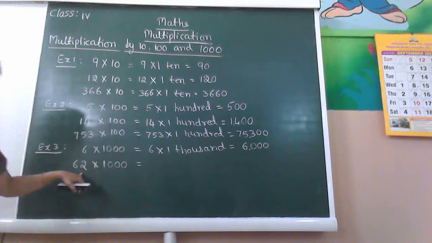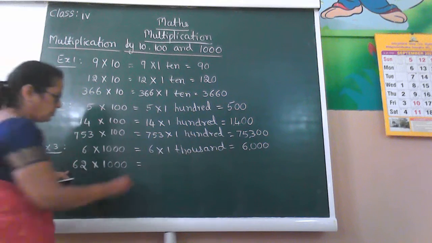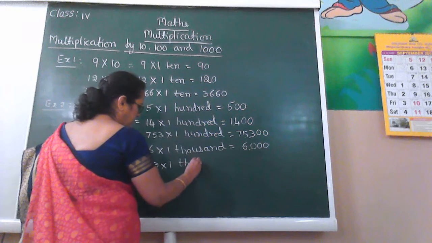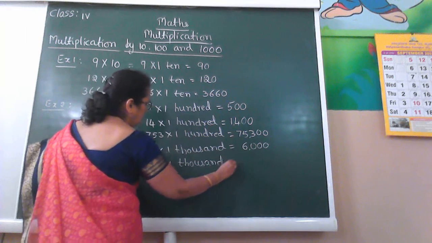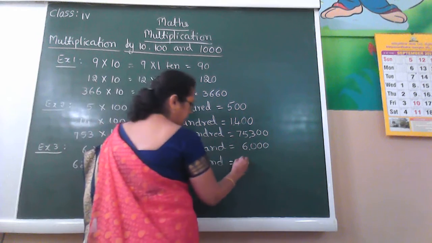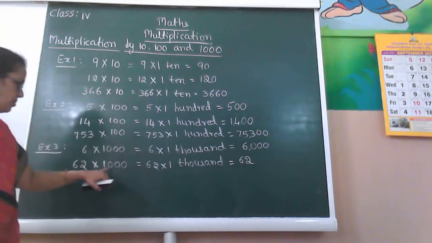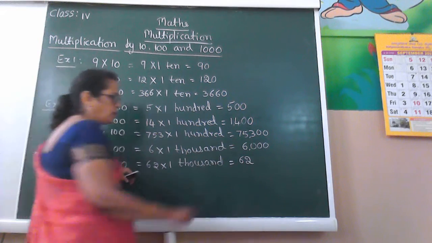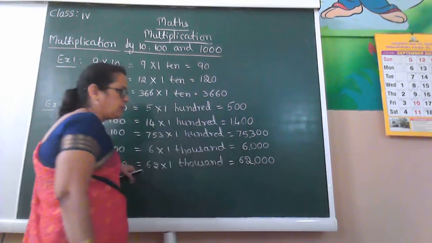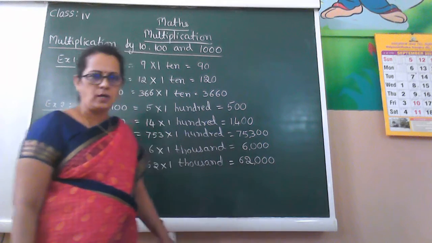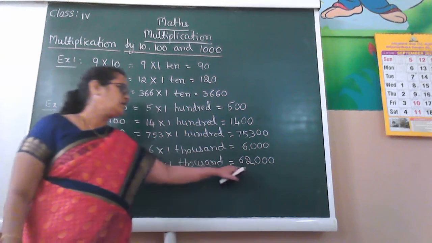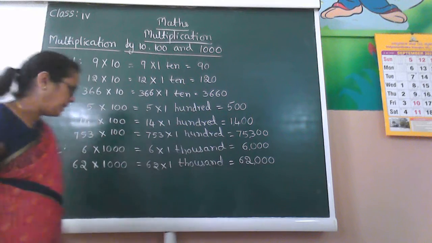See, 2 digit 62 into 1000. So write 62 as it is. So 1 is in 1000 place. Write 1000 equals 62 into 1. That is 62 itself. What about zeros? 1, 2, 3 zeros. So write 3 zeros. So where should you put the comma? Between 2 and 0. The product here we got after multiplication of 62 into 1000 is 62,000.